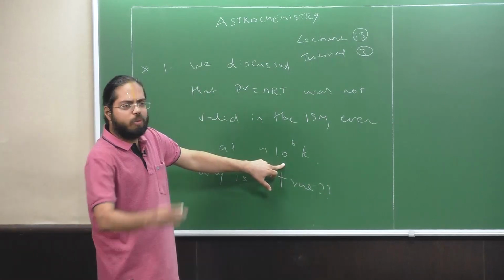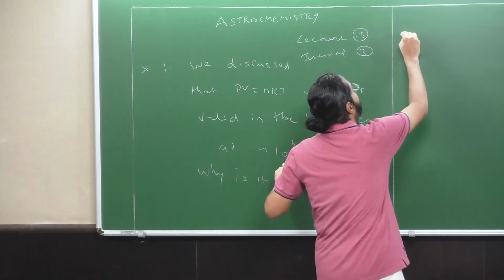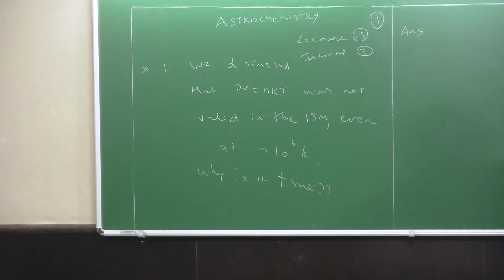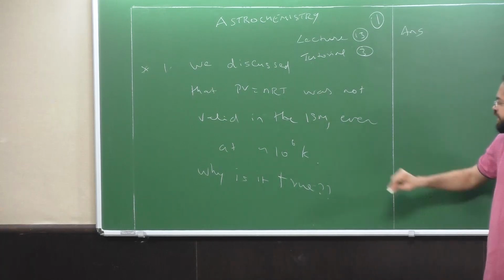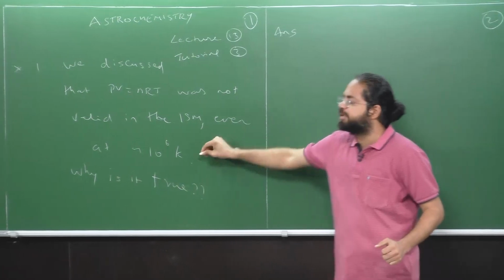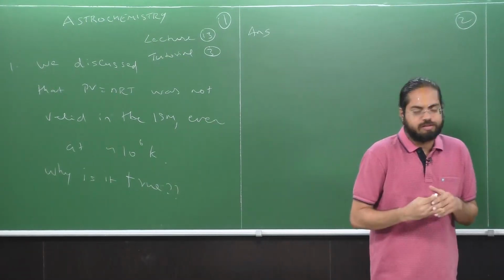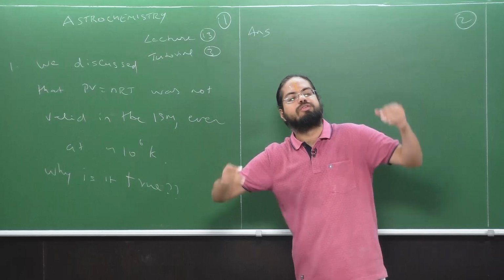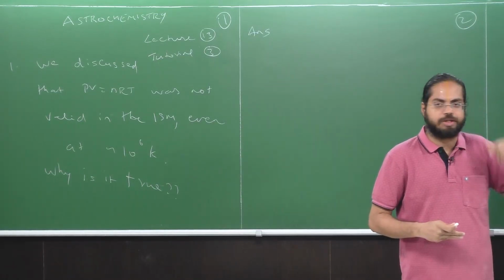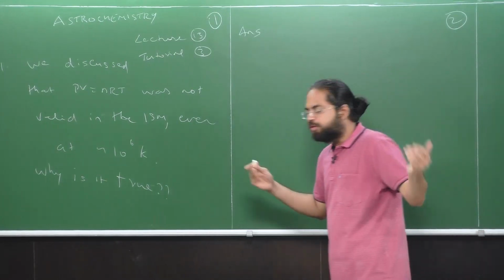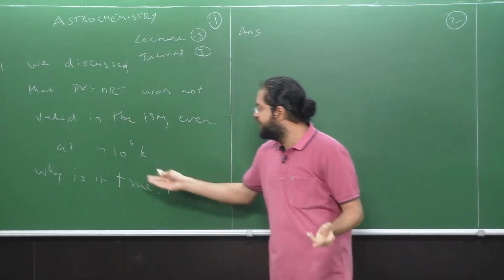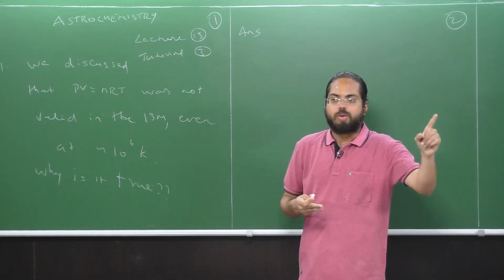After all, we just ended the last tutorial by saying that the equation PV equals nRT holds good at high temperatures and low pressure. In fact, at such very high temperature, the pressure is almost zero, as we discussed in an earlier lecture. So after all, the temperature is very high and the pressure is very low. But why is the equation still not valid? What is the answer to this question?